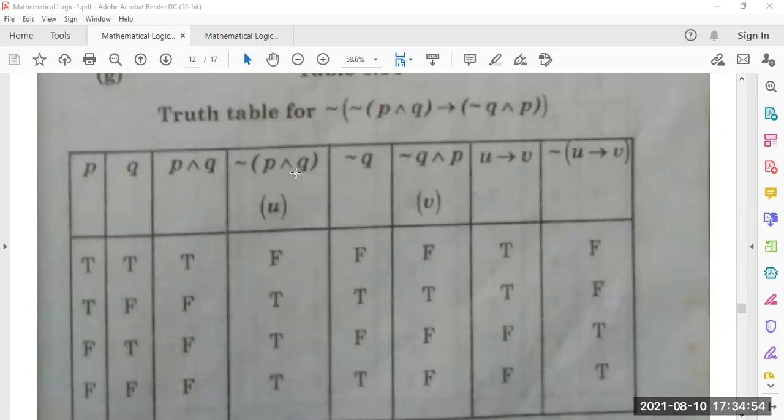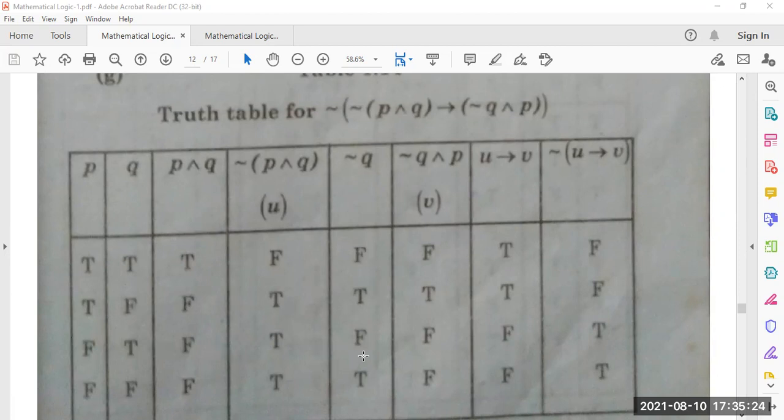Now, negation of P meet Q. That means the opposite of this. As it is T, then it is F. It is F, it is T. It is F, it is T. It is F, it is T. Complete this part. Now, this implies this. Now, we have to find out negation Q. Q is T, then negation Q is F. Q is F, then it is T. Q is T, then it is F. Q is F, then it is T. So negation Q is constructed.